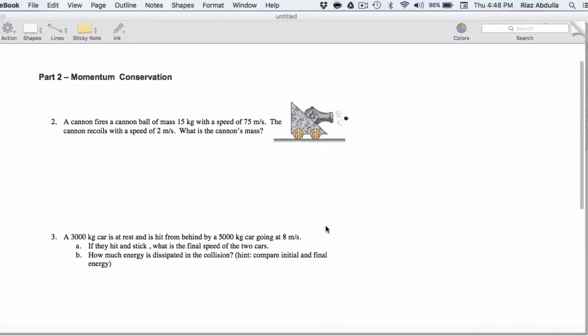With page 2, we're dealing with momentum conservation. So we have a cannon firing a ball of 15 kilograms. Here's the speed. The cannon recoils with another speed, and we want to know the cannon's mass. So let's be clear with what's going on.